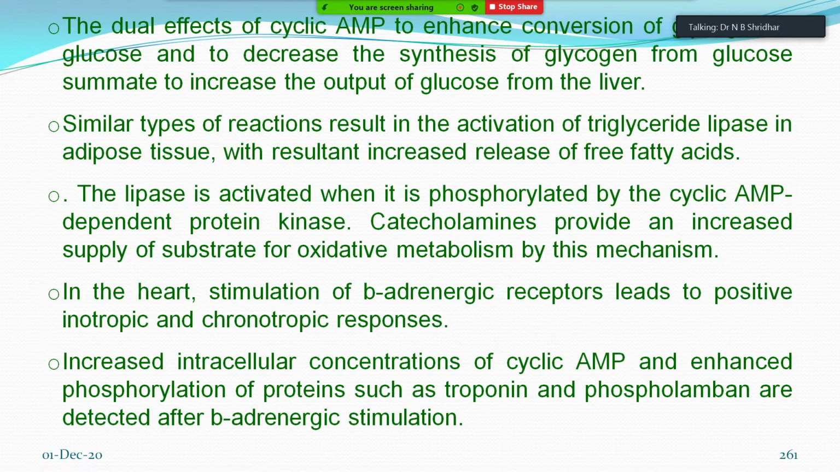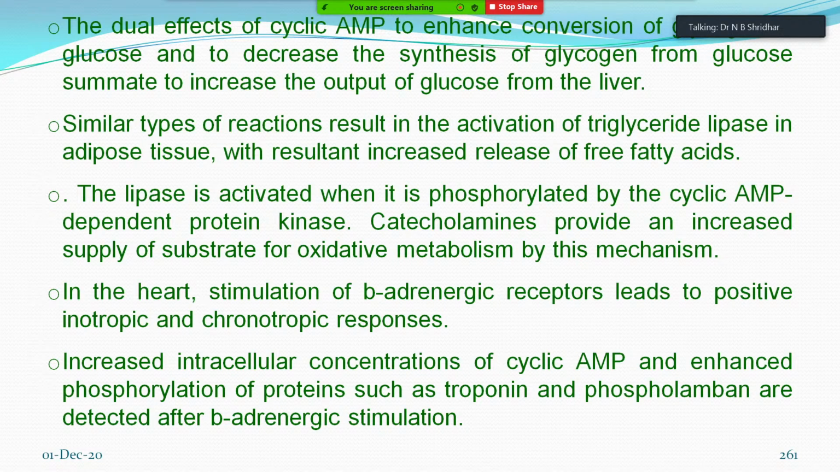So the heart is an organ which needs to act continuously. Especially, the stimulation of beta 1 type of adrenergic receptors leads to positive inotropic and chronotropic action. Positive inotropic and chronotropic means the cardiac rate and force of contraction both are going to increase.